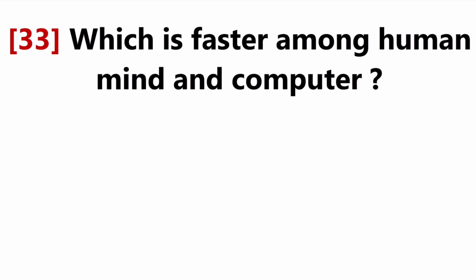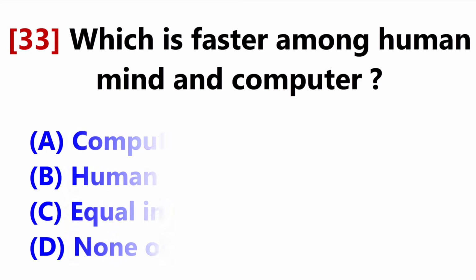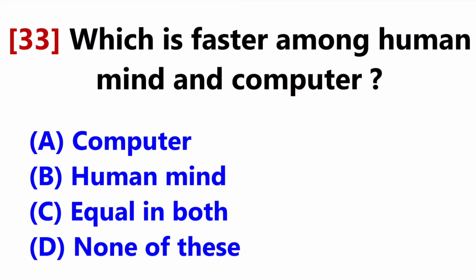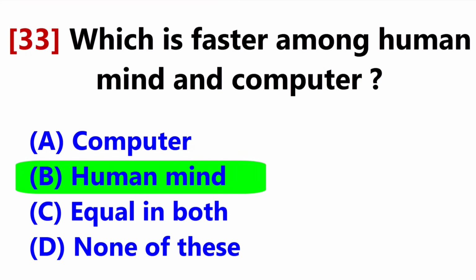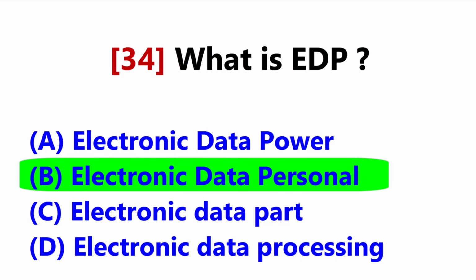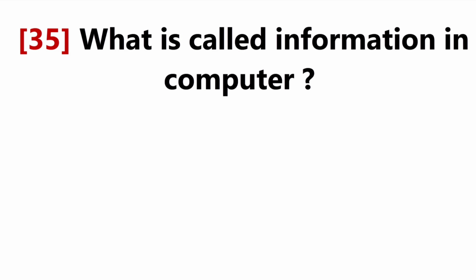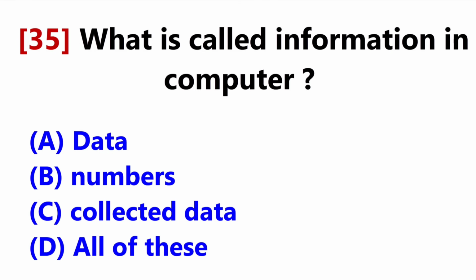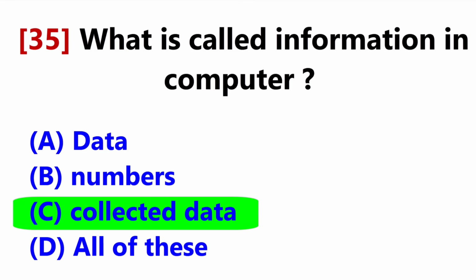Which is fastest among human mind and computer? Answer option B, human mind. What is EDP? Answer option D, electronic data processing. What is called information in computer? Answer option C, collected data.